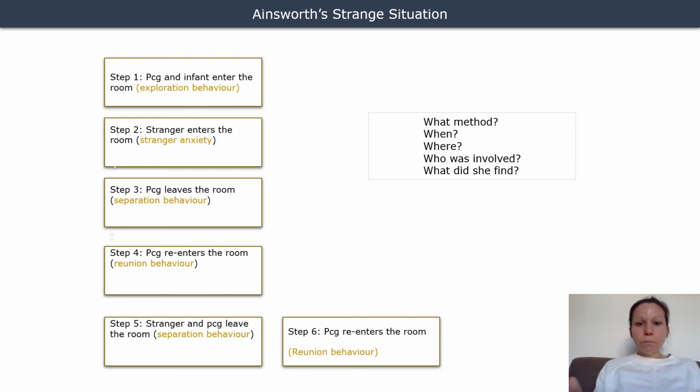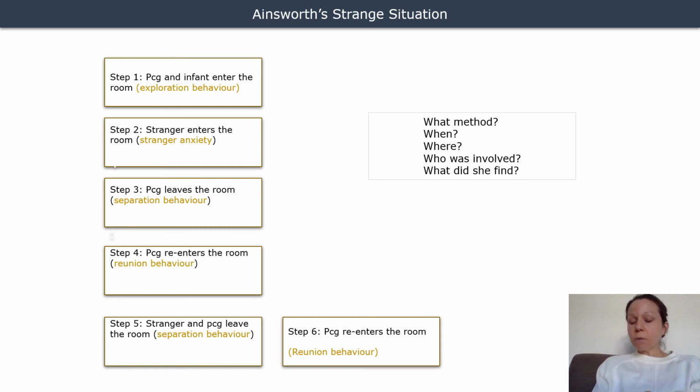And then let's review. So primary caregiver and infant come into the room. You might have not written that as a step. You might have thought, well, that's not important, but it is, because as soon as they come in, that's when we see the exploration behaviour. And if you didn't get some of this language that I've written there in the orange, add it on. Step 2, stranger comes in. So at that point, we're observing, we're looking for stranger anxiety. Step 3, the primary caregiver leaves. So at this point, we're looking for separation behaviour.